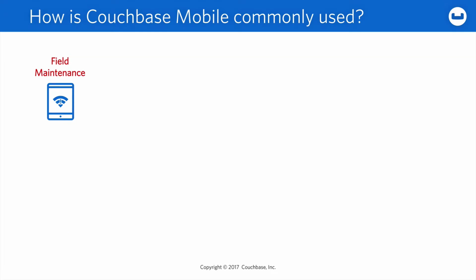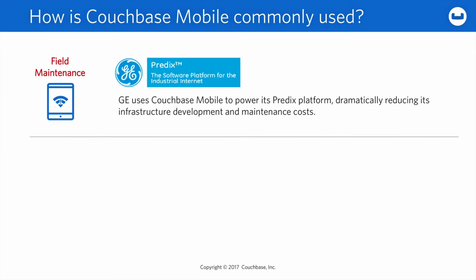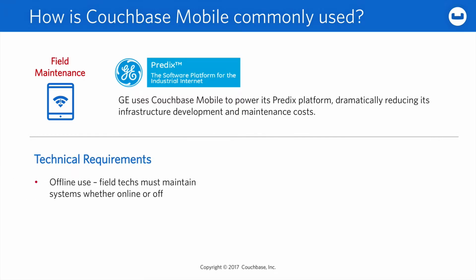Field maintenance is a vast and growing area, because there are far more things than people attaching to the internet. GE has developed a platform to help business manage this reality. By relying on Couchbase Mobile, they dramatically reduce their development and maintenance costs. IoT devices must operate and undergo maintenance regardless of network status.